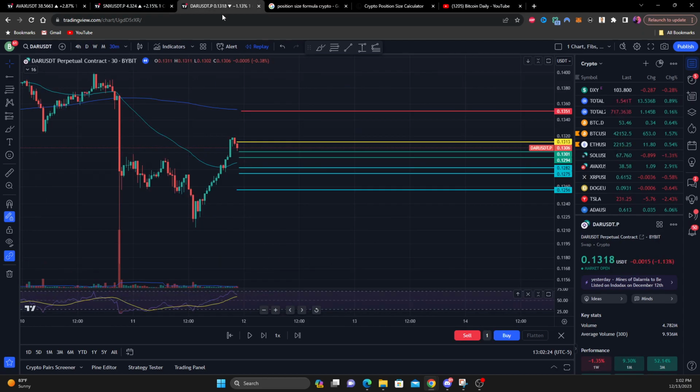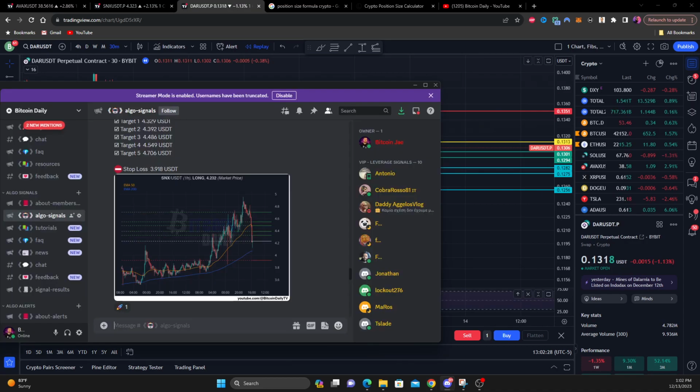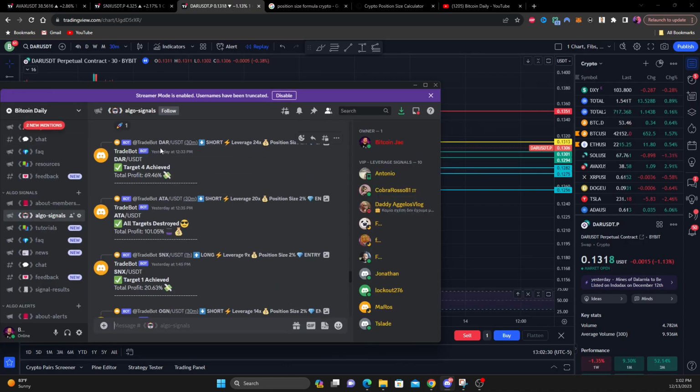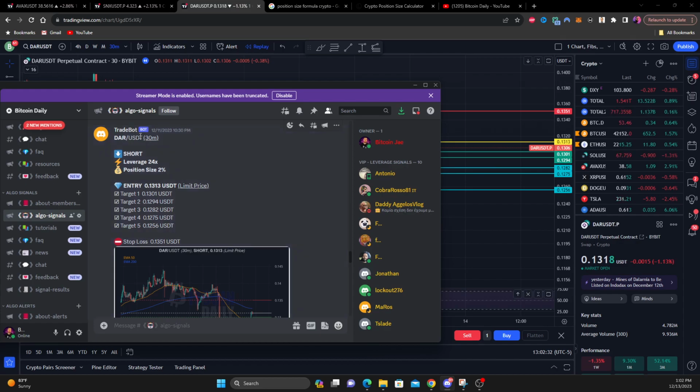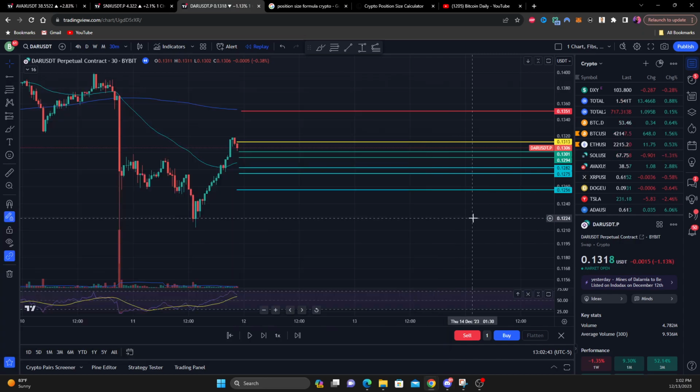Now let's take a look at one last example here. This is another recent trade that we took here. This one you can see was given on the 30-minute time frame, and this was a short position. So this one's not a long. This was a short, 24x leverage, right? So let's take a look at how this one plays out.